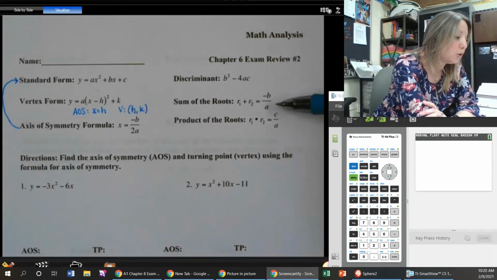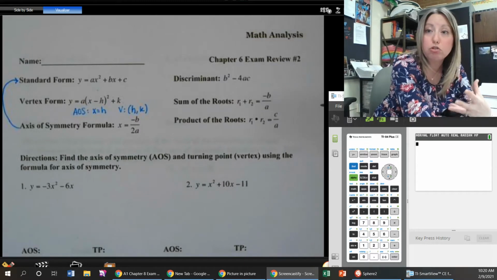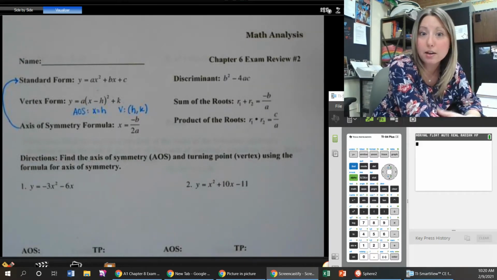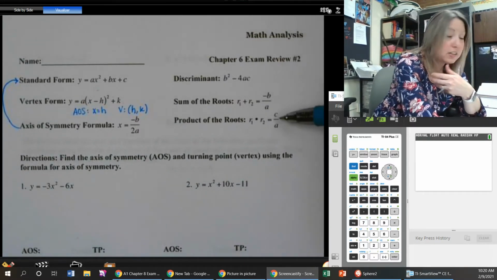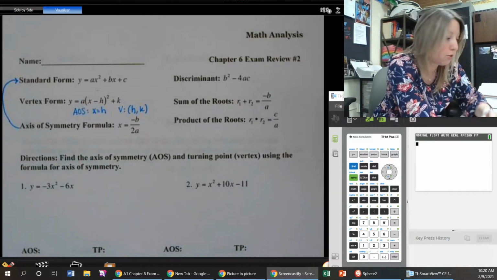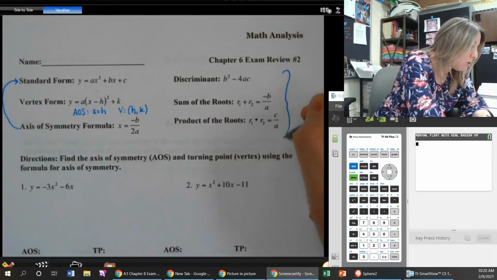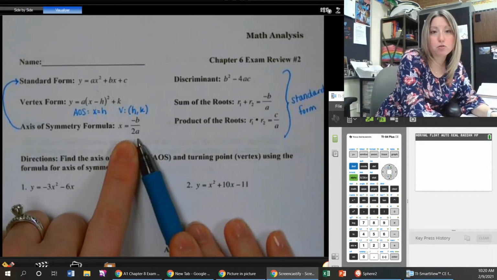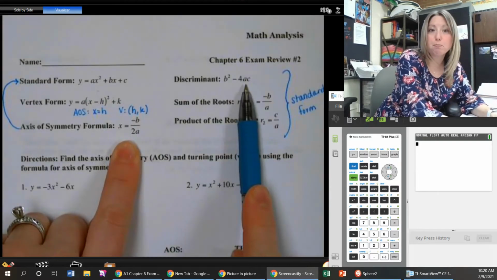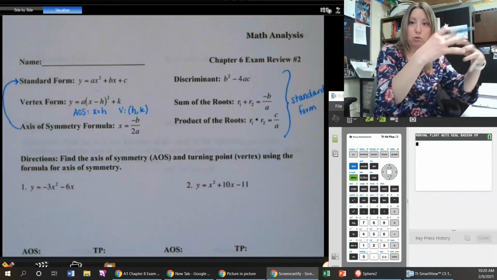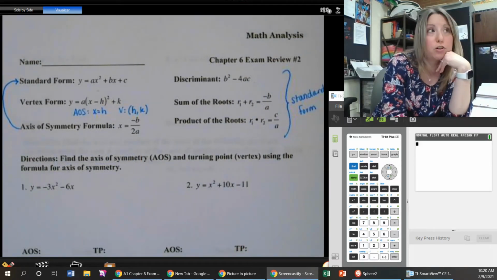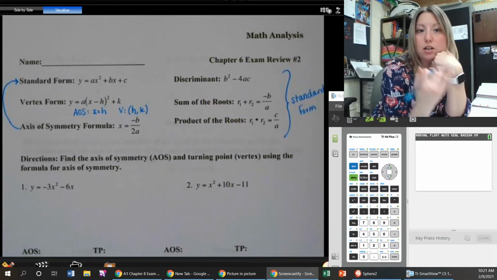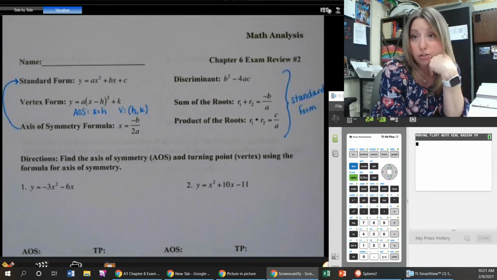And then, of course, your sum of the roots, I usually just say sum is the negative b over a, or product is the c over a. Those are standard form as well. So these things all go with standard form, okay? And again, between the axis of symmetry formula and the discriminant put under a radical, that's how you merge them to get the quadratic formula that, of course, we'll need when we have to solve our quadratic equations.